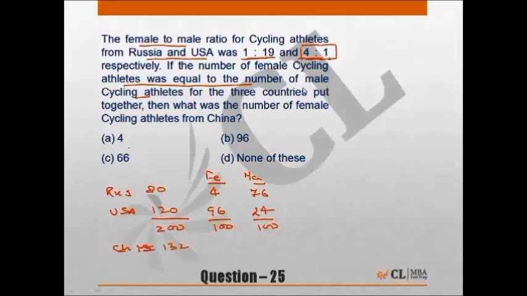The question gives us the data that the total number of cycling athletes in the three countries put together, the number of males were equal to number of females. Since this is already a 1:1 ratio between Russia and USA itself, that means for China also it should be 1:1, so 66. So there were 66 female cycling athletes from China.